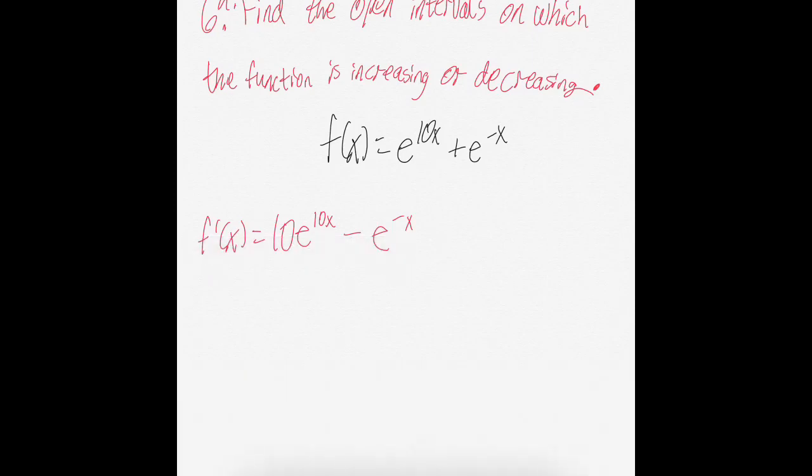I'm not going to spend a ton of time on that now. That would be a good thing to review. If those derivatives aren't coming quickly to you, that's okay. But I figure that's not worth spending a ton of time on here in this video, since we talked about that a lot in a previous one. So our derivative is 10e to the 10x minus e to the minus x. And just as before, we want to find critical points.